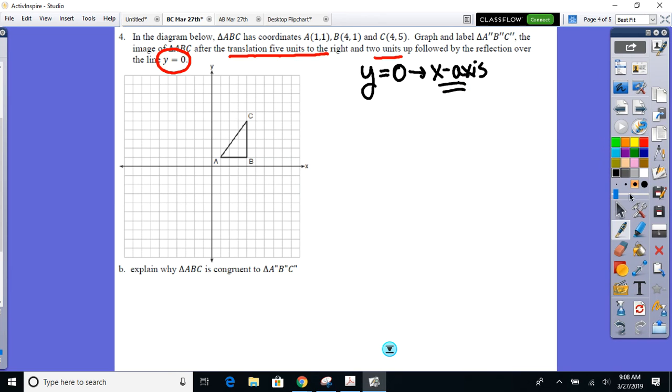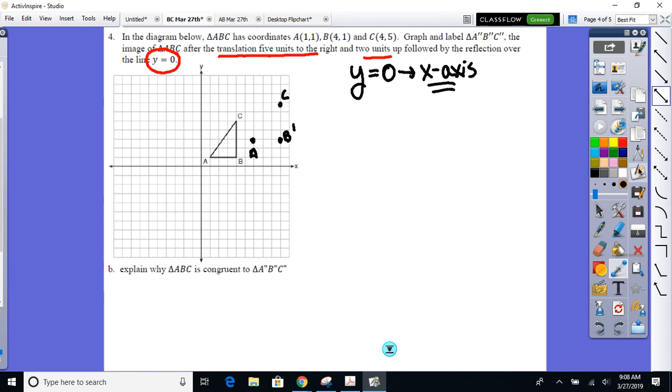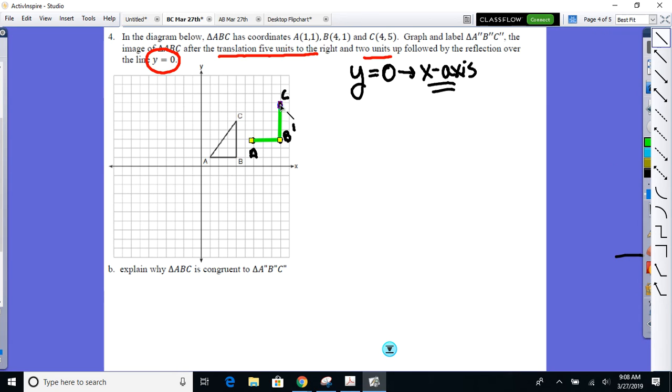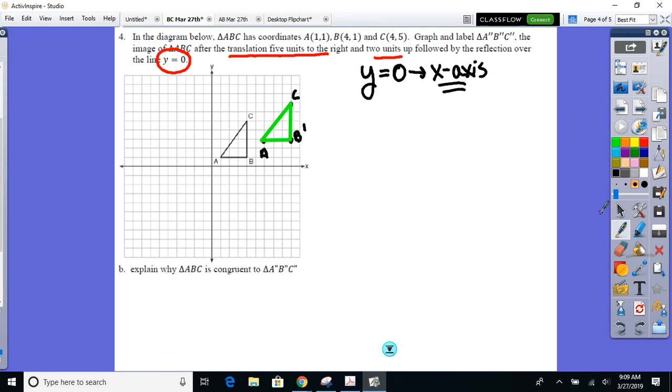All right, so the first thing, let's translate this sucker and call it A prime, B prime, C prime. So where are we going here? Right 5, up 2. And then from here, flipping it over the old x-axis.